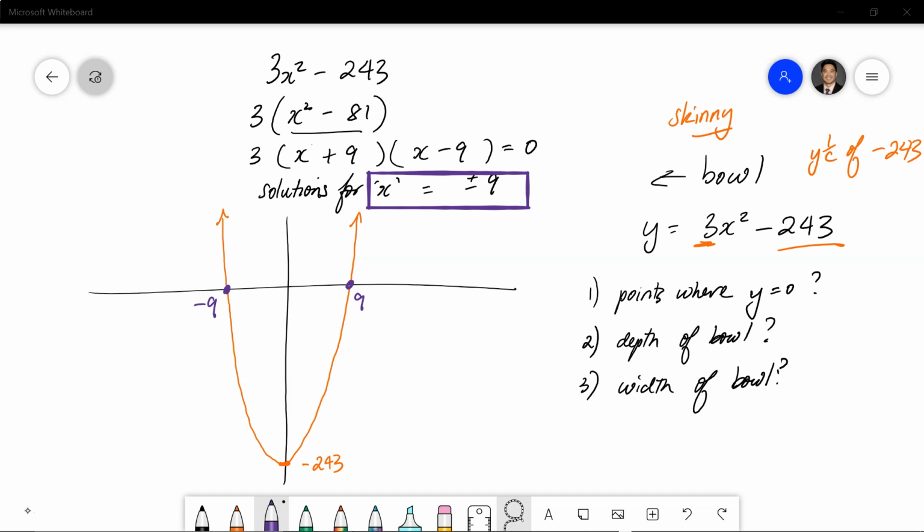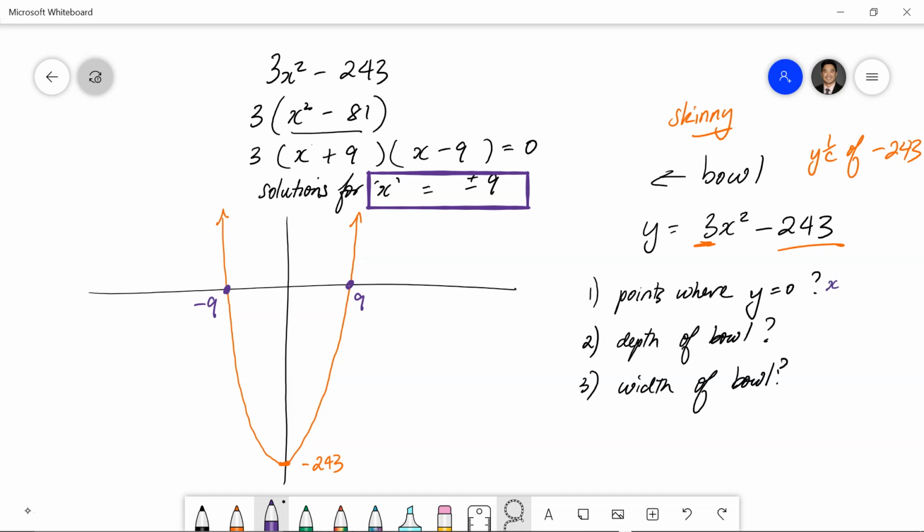So the points where y equals 0, these are our x-intercepts. Okay, so that's the answer for the first question. The depth of the bowl is, let's say, just 243 units. In this case, in centimeters, according to the question. And what's the width of the bowl? Well, it's 9 units from the center and then 9 units across to the other side, so we're looking at 18 centimeters wide.